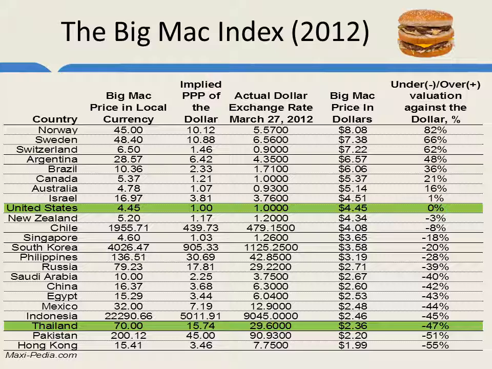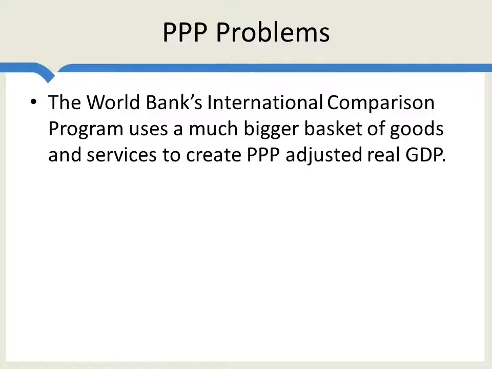So remember, we want to convert using the purchasing power parity ratios in order to take into account that some goods, particularly non-tradable goods, are cheaper in poorer countries, and we do that by using the same basket of goods in all countries. The Big Mac index gives us the right idea, but we'd really like a bigger basket of goods. After all, the Big Mac doesn't include everything. So this is what the World Bank's International Comparison Program does. It creates a very large basket of goods to try and create PPP adjusted real GDP.